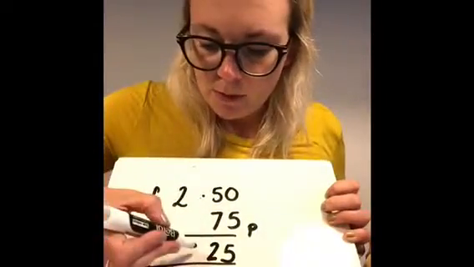So we'll draw our lines. We start in our ones. 0 add 5 is 5. 50 add 70 again is 12 or 120. 5 add 7 is 12. Okay, now this time when I carry my 10 over, I must put in my decimal point.